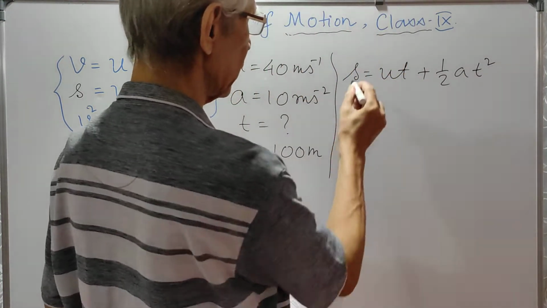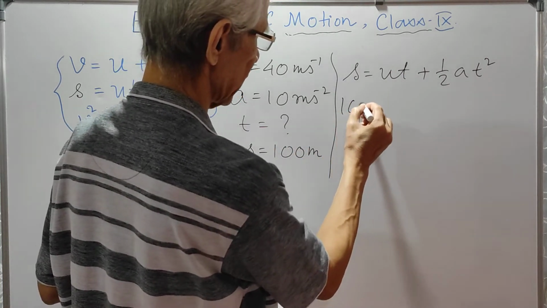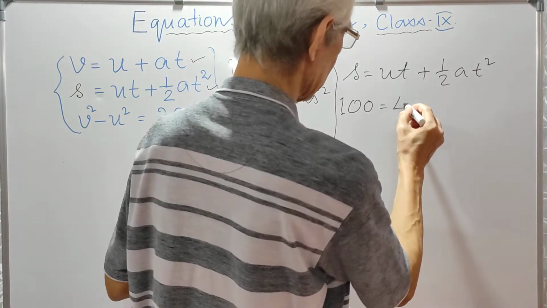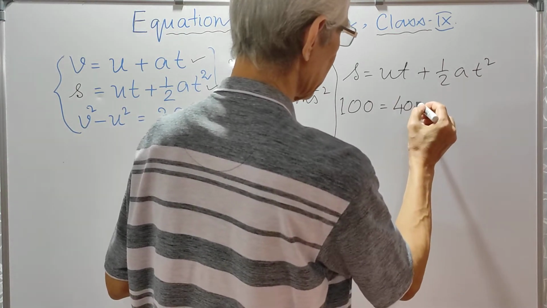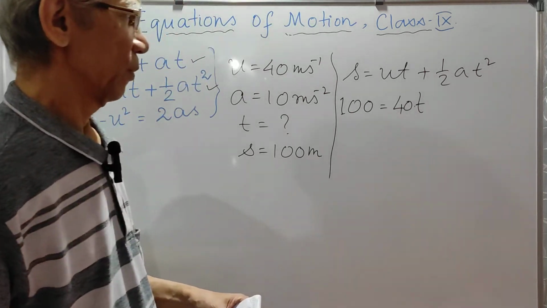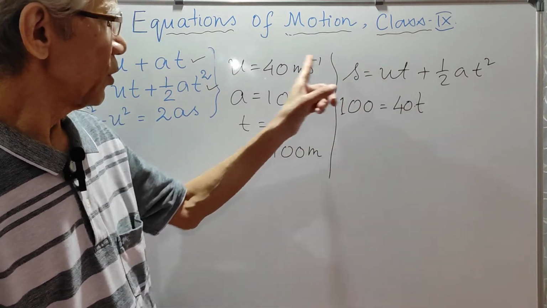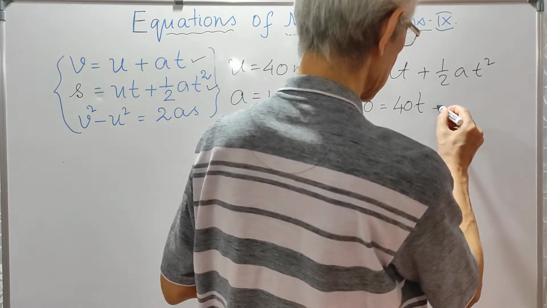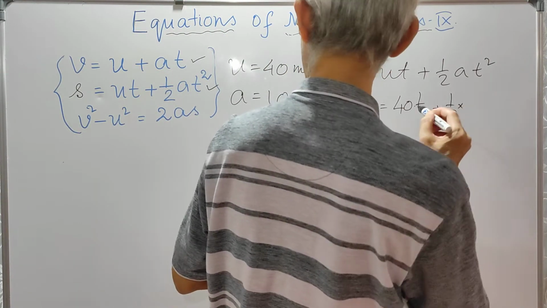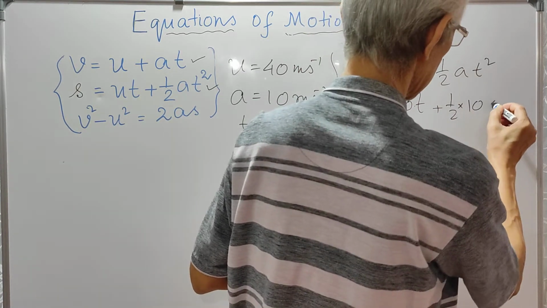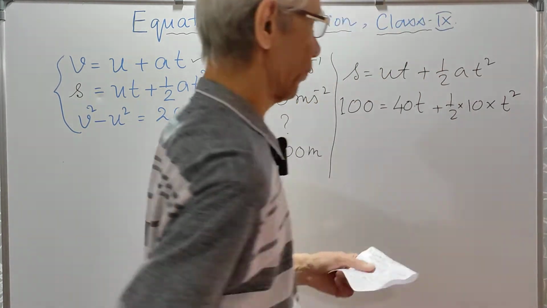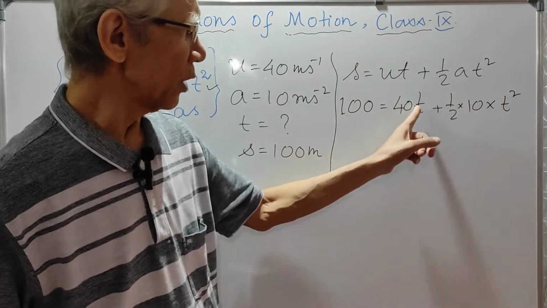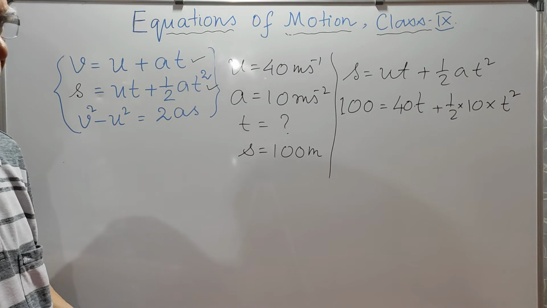Now just put the value. s is known this time. s is 100 equal to u, u also known, 40. t is not known. So you see, ut: u is known, 40, but t is not known. We have to find out. So we keep t, plus half a. What is a? a is known, 10, into t square. t is not known. So s value known, u value known, a value known. Only t is unknown. So this t we have to find out.